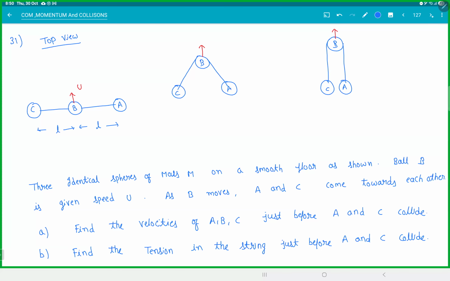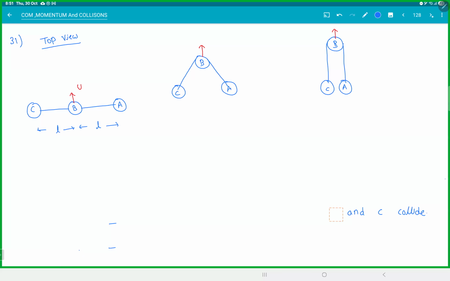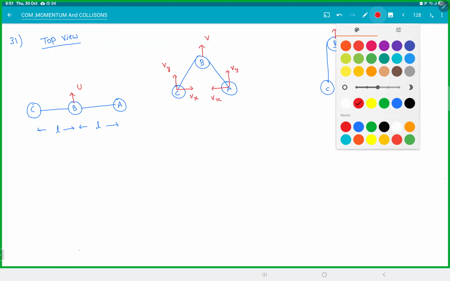You already have the picture. I'll give you a hint here. When these things are moving, you guys are forgetting something. A and C just don't have a vertical velocity. They also have a horizontal one. A and C will also have Vy and Vx. Think about it. Without Vx, why will they come closer? Because the tension is pulling them at an angle. A and C will have two components of velocity.